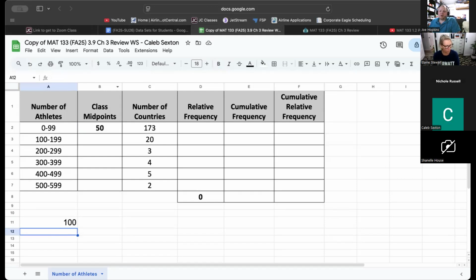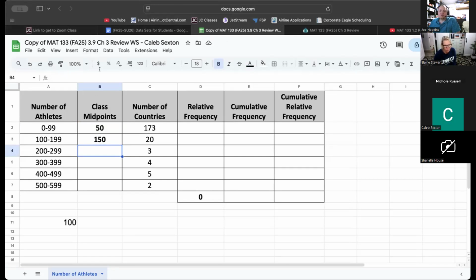So now that we have that class width, let's go back up to cell B3 and we'll do equals, and we're going to click on the 50 above it, and then do plus 100, plus the width. Enter. When you hit enter, you don't need parentheses on this one. You can put parentheses if you like. Adding parentheses usually doesn't mess anything up. So what number is directly in the middle between 100 and 199? 150 is the midpoint of that class.